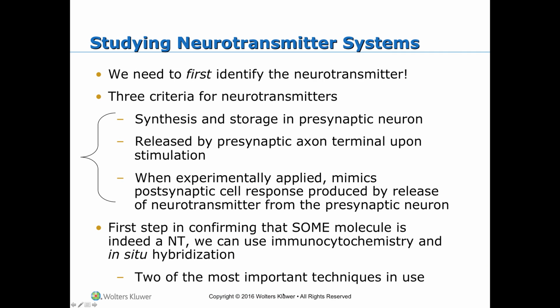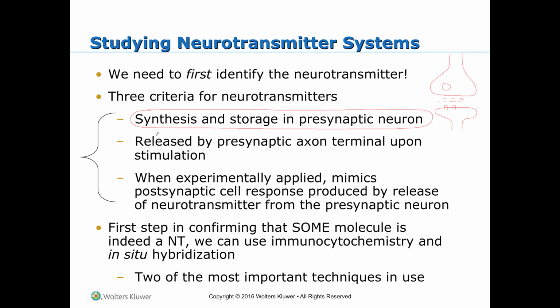So first we need to identify what the neurotransmitter is, right? If we're thinking of something as a neurotransmitter, we need to be able to identify it. So there are 3 criteria for neurotransmitters. First, it has to be synthesized and stored in a presynaptic terminal or presynaptic neuron. So when we think about neurotransmitters, we're thinking about chemicals or molecules that are packaged into vesicles that will then be released into the extracellular space or the synaptic cleft, which can then act on receptors on the postsynaptic cell.